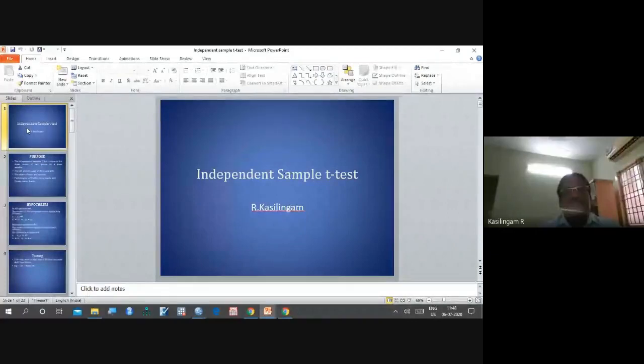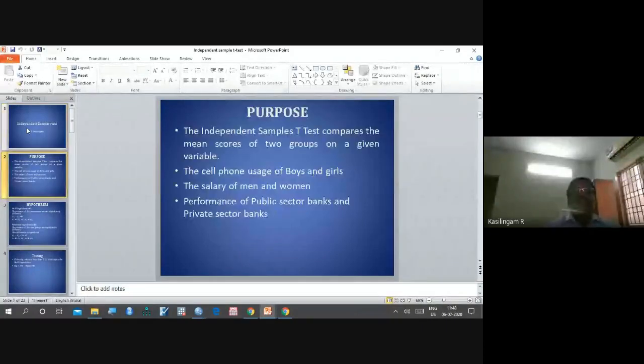Now, independent sample t-test. Independent sample t-test compares the mean of two groups. Simple, that's all, matter over. And now three groups and more. Here two groups, here also compare.